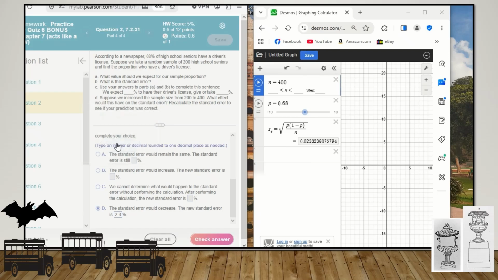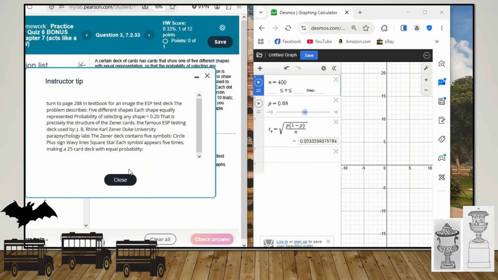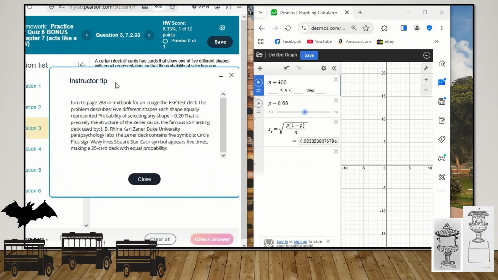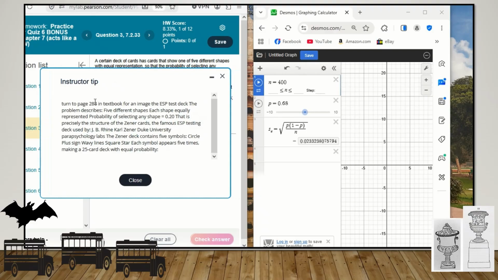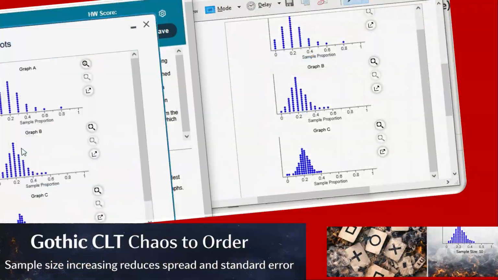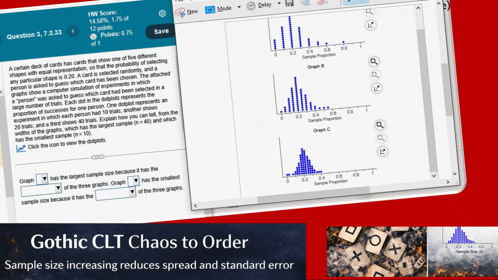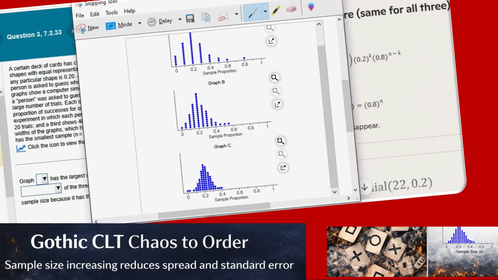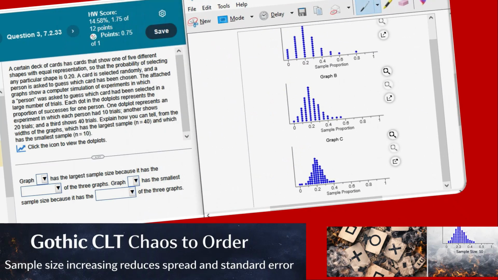Alright, so we're going to move on to the next one, and it's got an instructor tip on it. I think I put a page in the textbook that you can look up to actually see what they're talking about with this particular deck of cards. But before we get there, I want to show you something about Desmos. Once again I clicked on the screen, the graph, and then I copied it over into the snipping tool so I can work with it independently while I'm doing the problem.